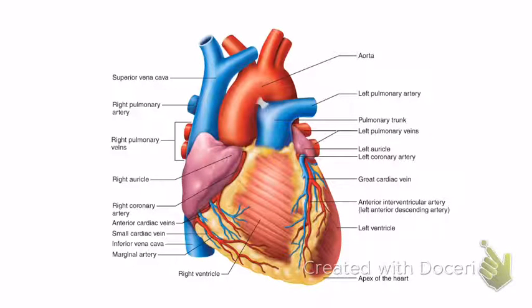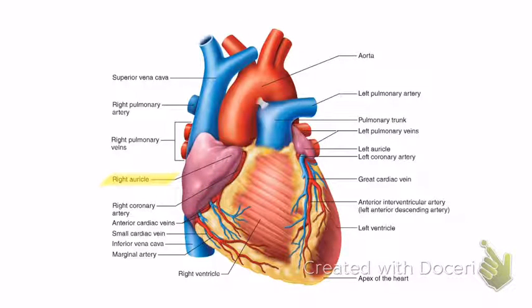Remember that the heart has 4 chambers. And, okay, so let's start at the top. We got the right and left auricle. The auricle is the little flappy part. So it's like flappy right there, where it's kind of wrinkly.